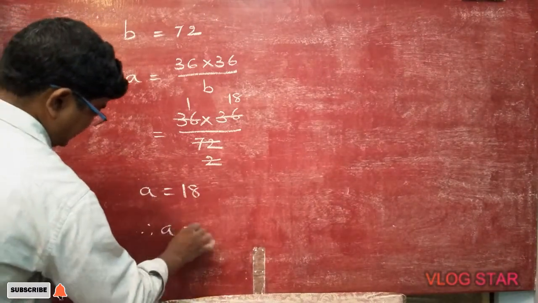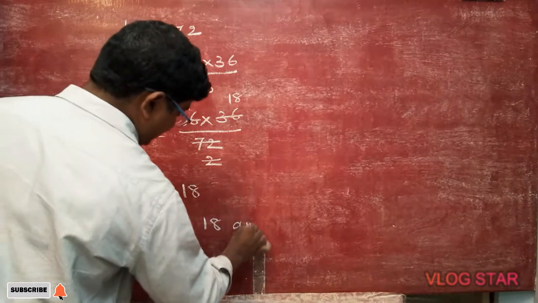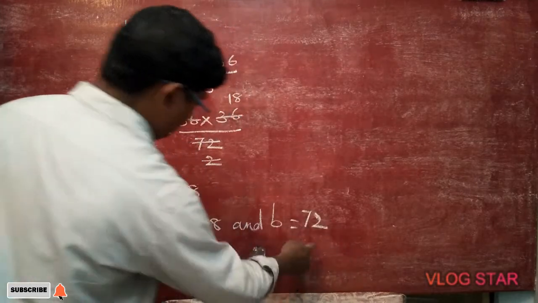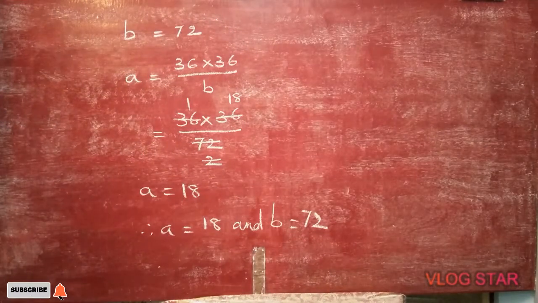Therefore A is equal to 18 and B is equal to 72. They told us to find the two numbers. We got the two numbers.